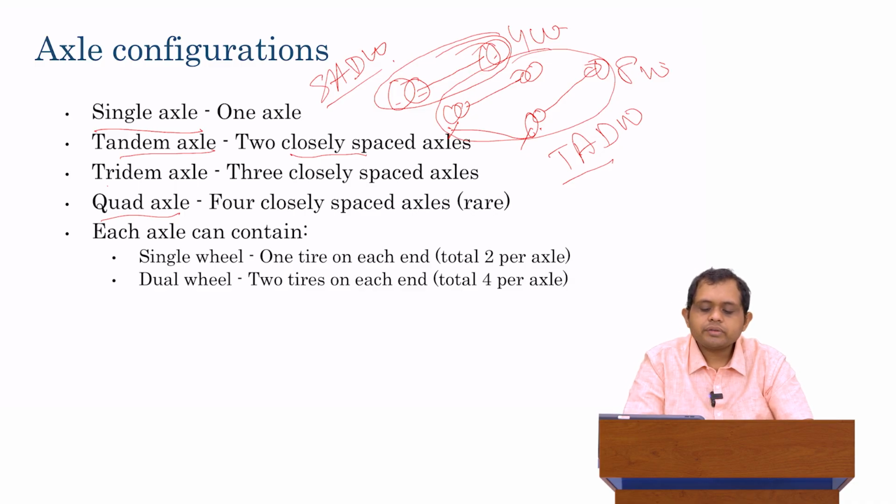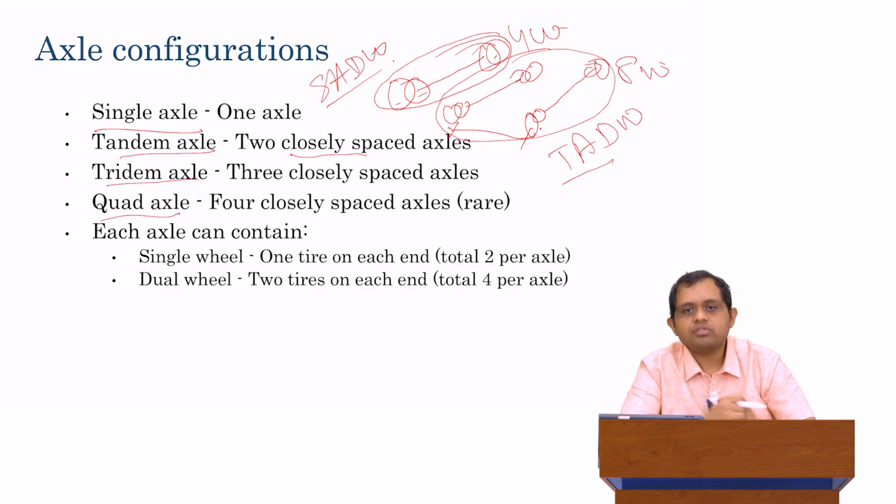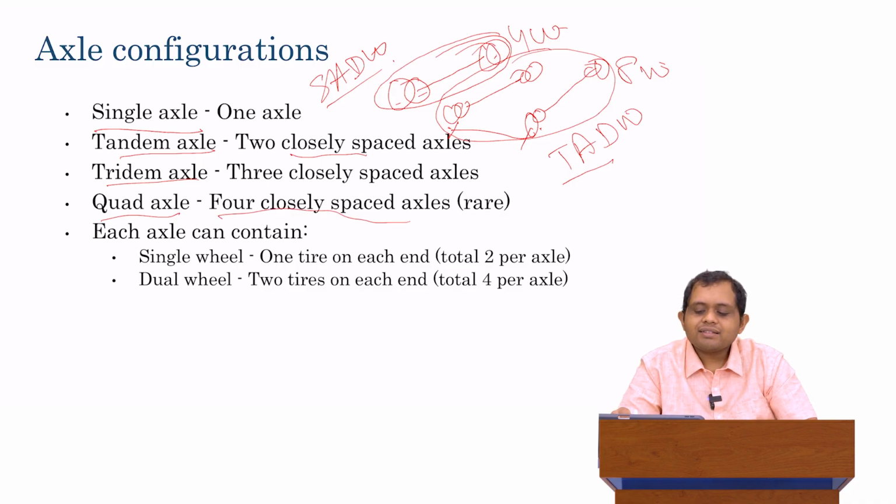We similarly have the concept of tridem axles. These are 3 closely spaced axles. So a tandem axle is 2 closely spaced axles, and a tridem axle is 3 closely spaced axles. I'll define again what exactly closely spaced means. It's coming up in the next slide. A quad axle, we can go even higher. It's 4 closely spaced axles. Quad axles are actually quite rare. You'll find guidance on it, but it's not really used very widely. Mostly it's single, tandem, and tridem that we're interested in.